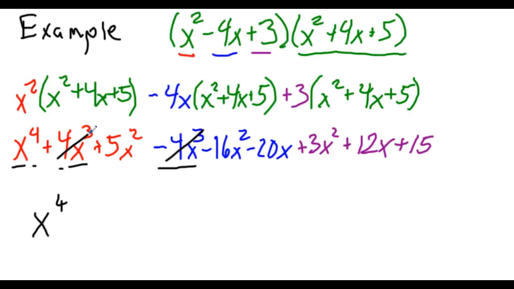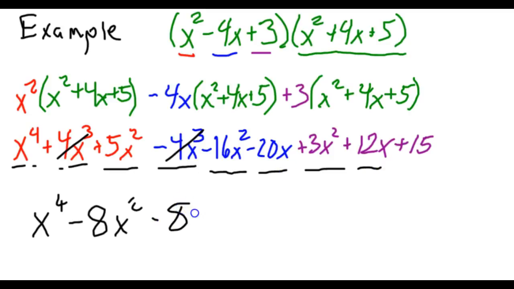If we look, there's no other x cubed terms, so in our end result, we're not going to have an x cubed term. Now we're going to look. We have a 5x squared and negative 16x squared and a positive 3x squared. So 5 minus 16 is negative 11. Negative 11 plus 3 is negative 8x squared. Now we look at our x terms. We have a negative 20x plus 12x, which is minus 8x plus 15.